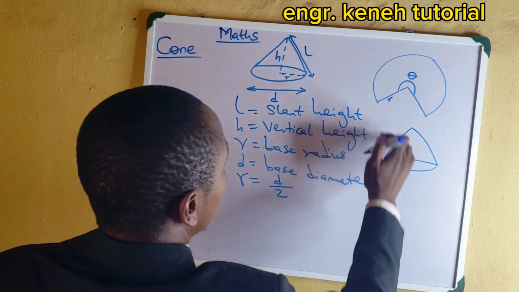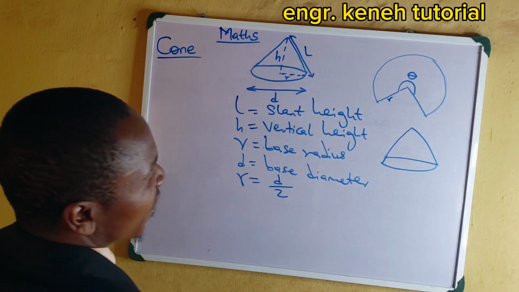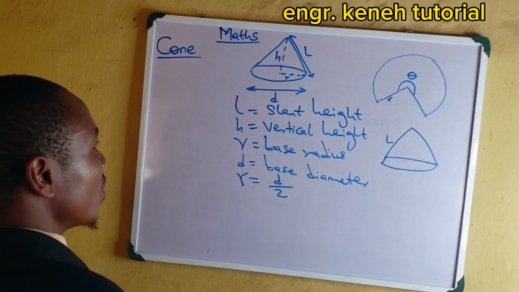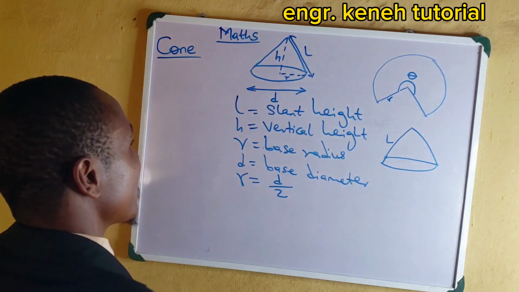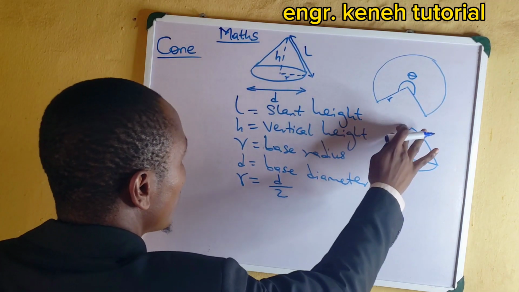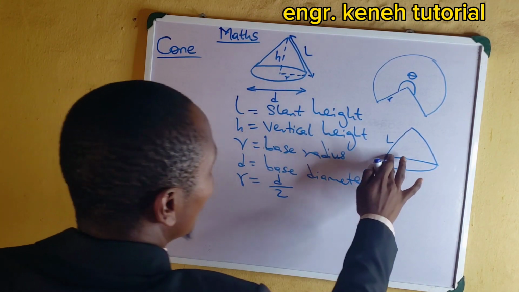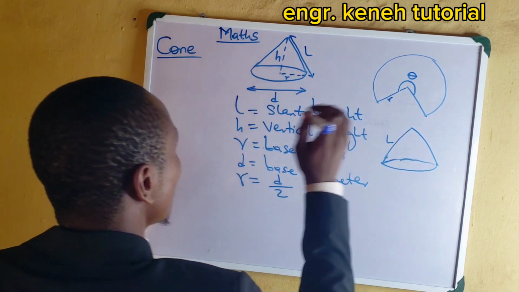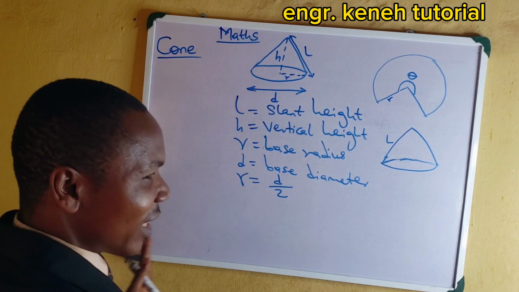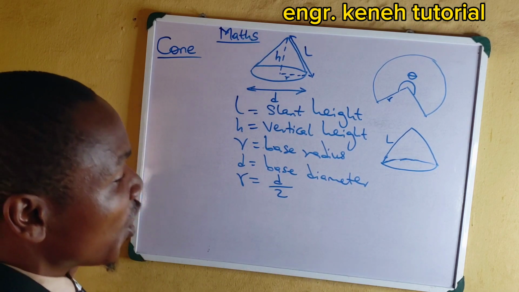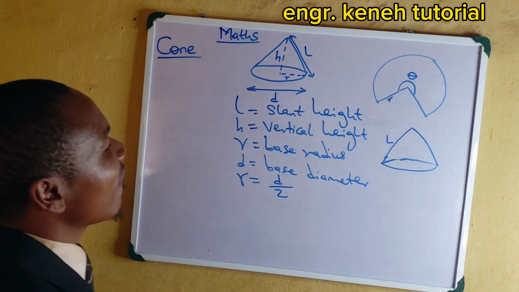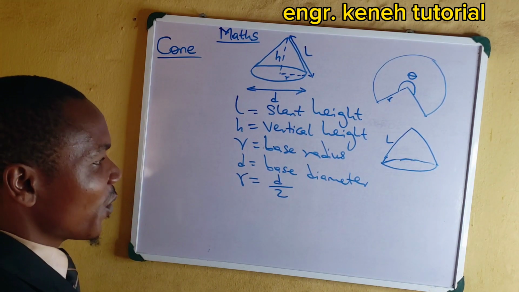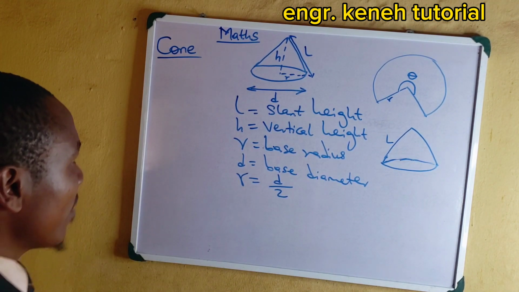You notice that the radius of the sector of a circle now forms the slant height of the cone. So when a cone is formed from a sector of a circle, the radius of that sector will form the slant height of the cone, not the radius of the cone. So anytime you are given a question that involves a sector of a circle being used to form a cone, just know that the radius of that sector will give you the slant height of that cone that is formed.